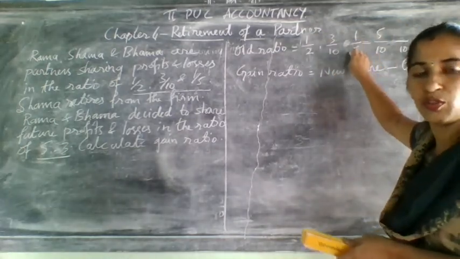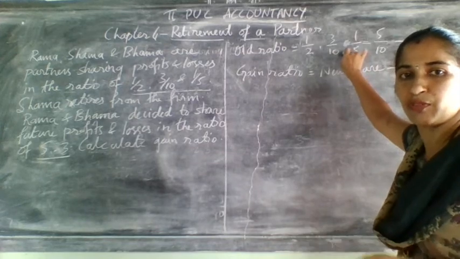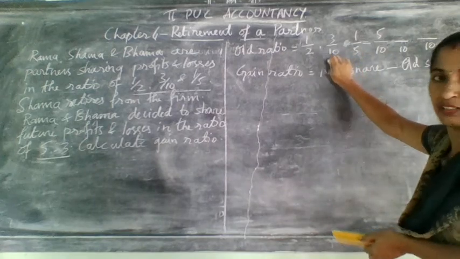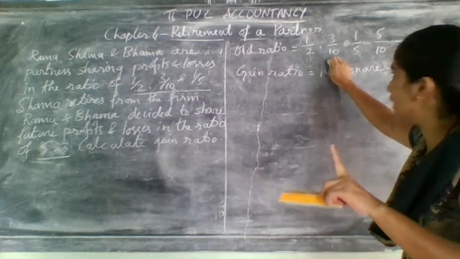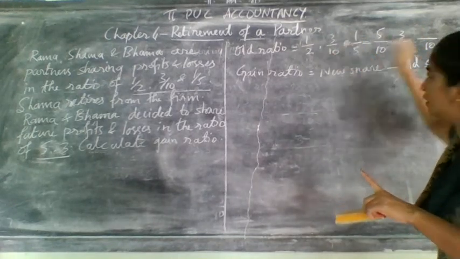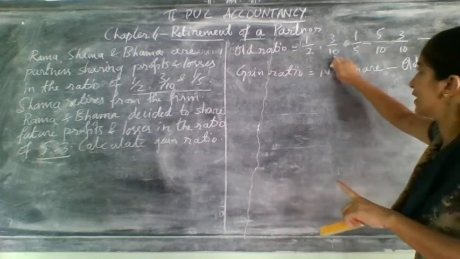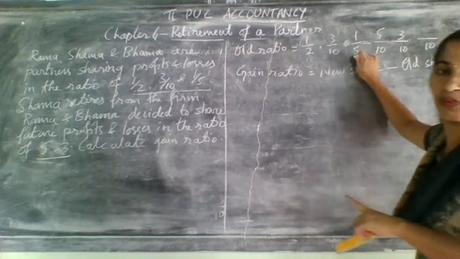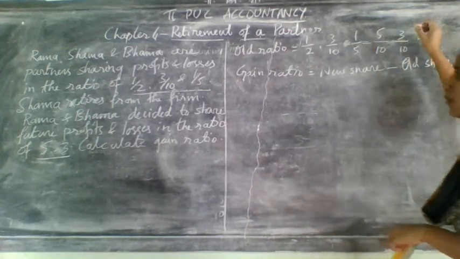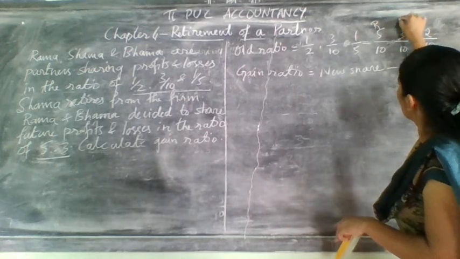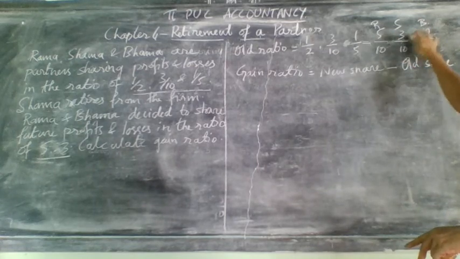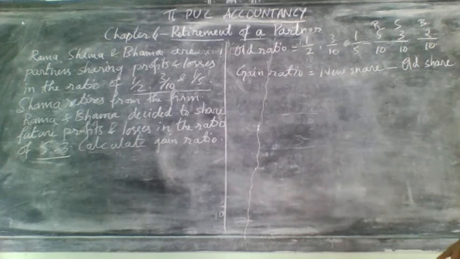If you feel difficult to do this, then I told you to take the help of your calculator. That's why I am telling you the calculator method. 10 divided by 10, you will get 1 as the answer. 1 threes are 3. That means this will remain the same because this is 3/10 only. Next, 10 divided by 5, you will get 2. 2 ones are 2. That means Rama, Shama and Bama's old ratio is 5/10, 3/10 and 2/10. Their old ratio we got.